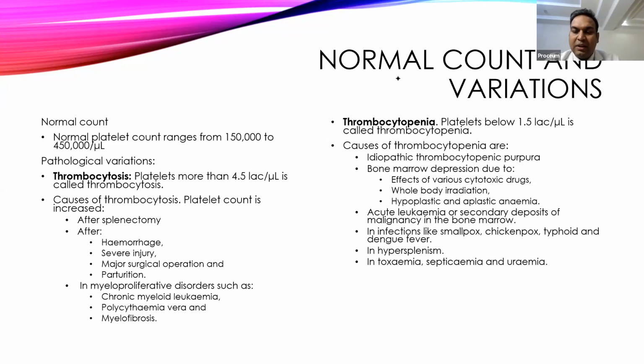Then come to the condition where platelet count decreases, and that condition is called thrombocytopenia. So whenever the platelet count goes below 1.5, we call it thrombocytopenia. And the cause of thrombocytopenia, first is idiopathic thrombocytopenic purpura. Here we don't know the exact cause, but the thrombocyte count keeps on decreasing. That condition is called idiopathic thrombocytopenic purpura.